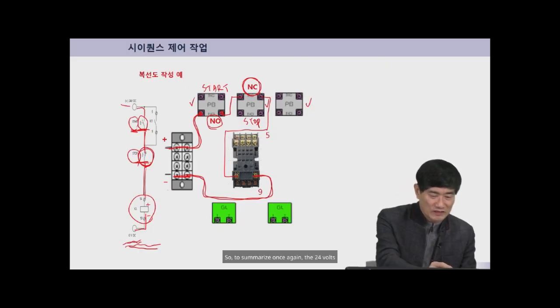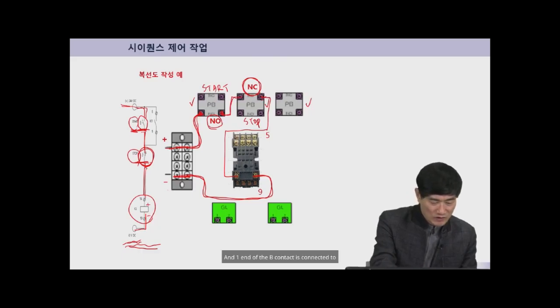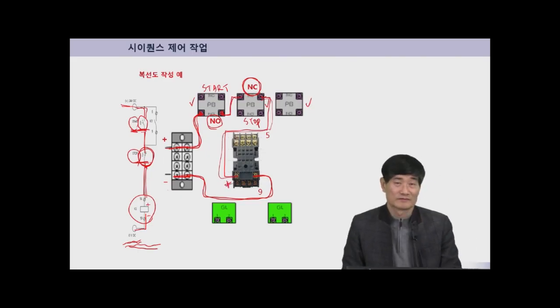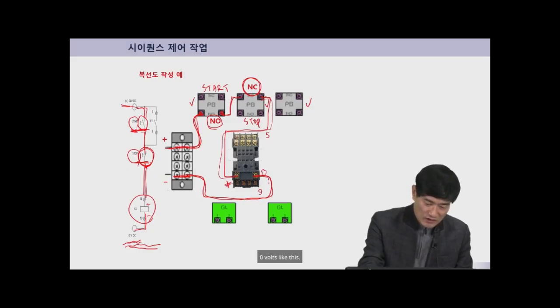So to summarize once again, the 24 volts comes in and is connected to the normally open A contact like this. And one side of the A contact goes out and connects to the normally closed B contact. And one end of the B contact is connected to the relay's positive terminal like this, which is then connected to terminal 14, the positive terminal. And terminal 13 comes out and is connected to 0 volts like this.